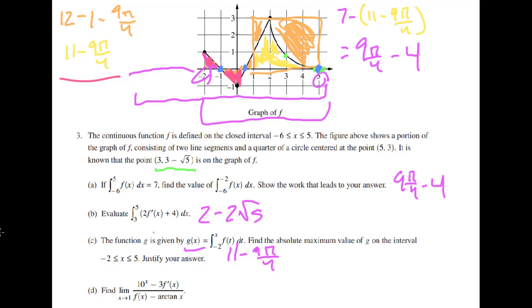Now, we only have part 3 left. Ooh, it's a limit. Isn't that fun? Find the limit of 10 to the x minus 3f prime of x over f of x minus the arctangent of x as x approaches 1.